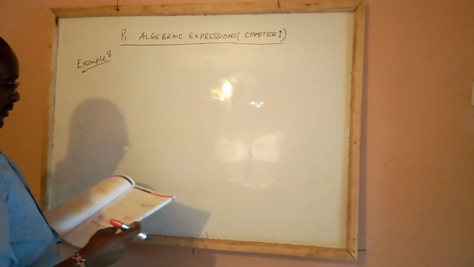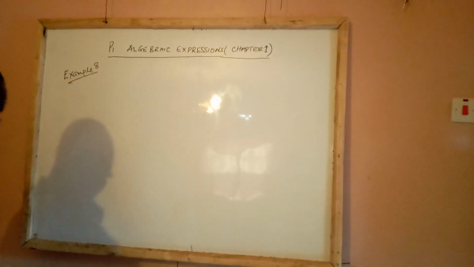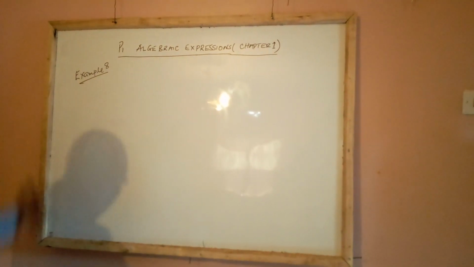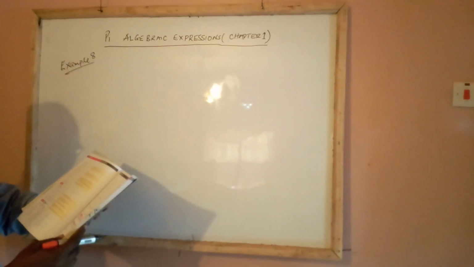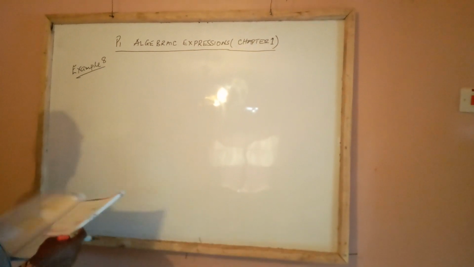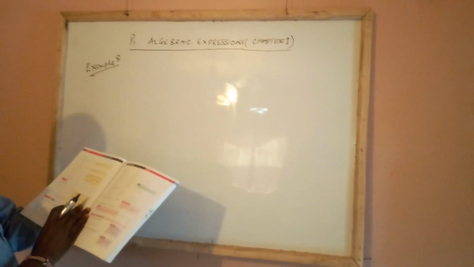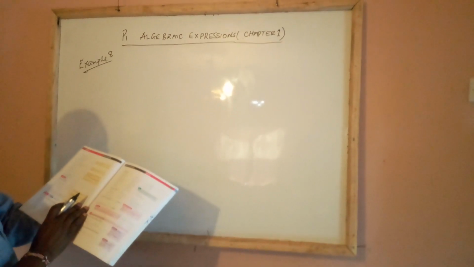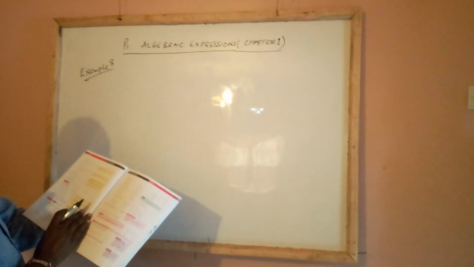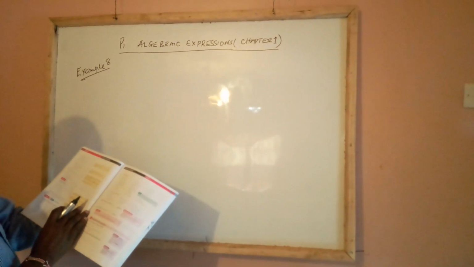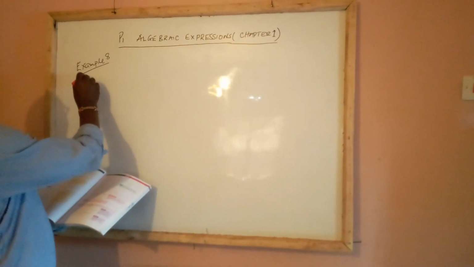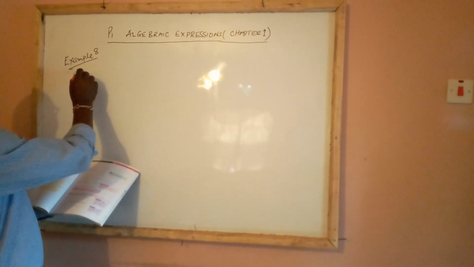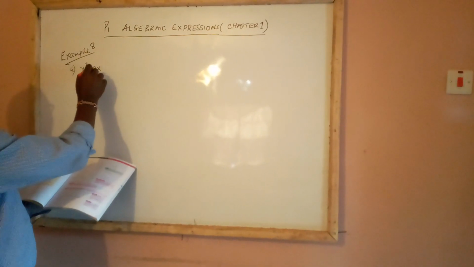In example 8, we pull further our knowledge of factorization, and in this case we are going to teach ourselves how to factorize further expressions, and there is something new to learn in this one. So example 8 says factorize completely part A, which is x cubed minus 2x squared.